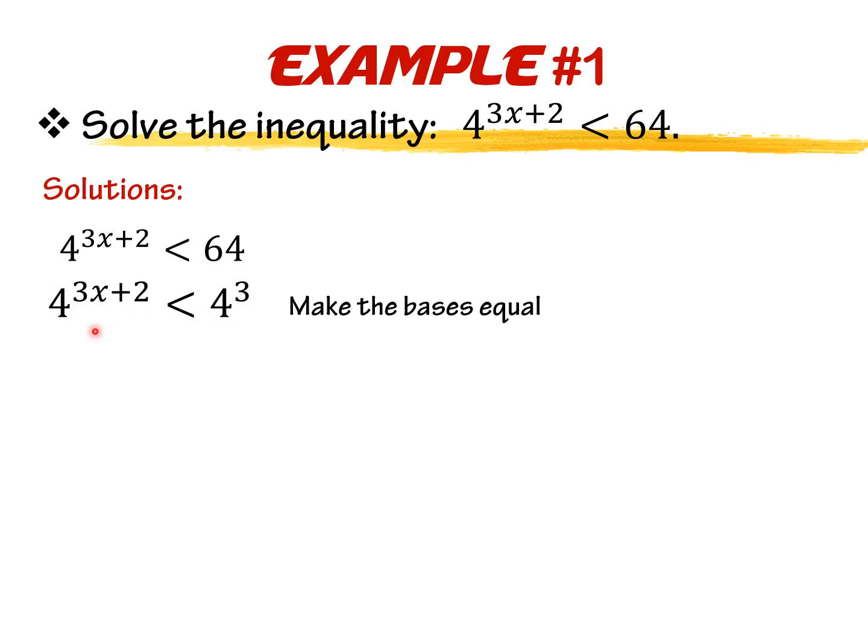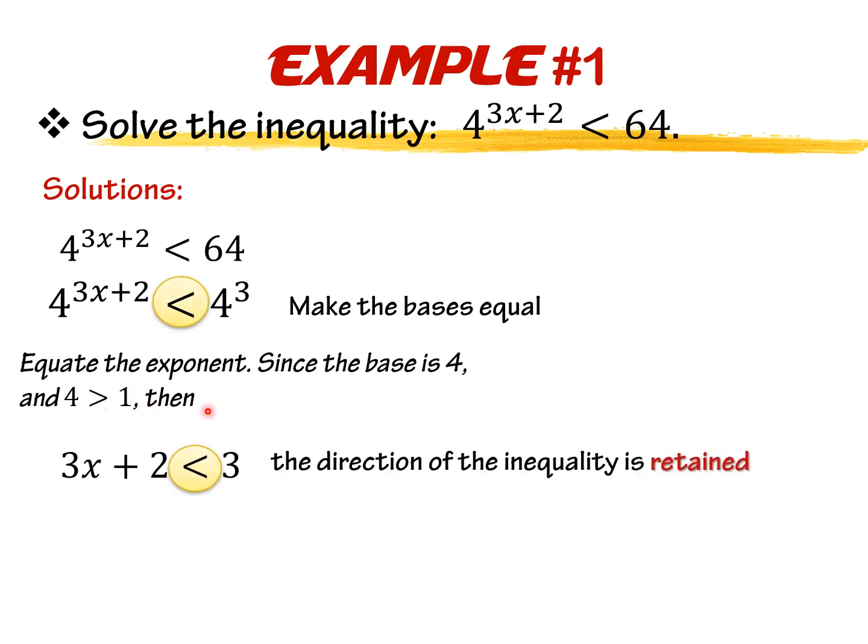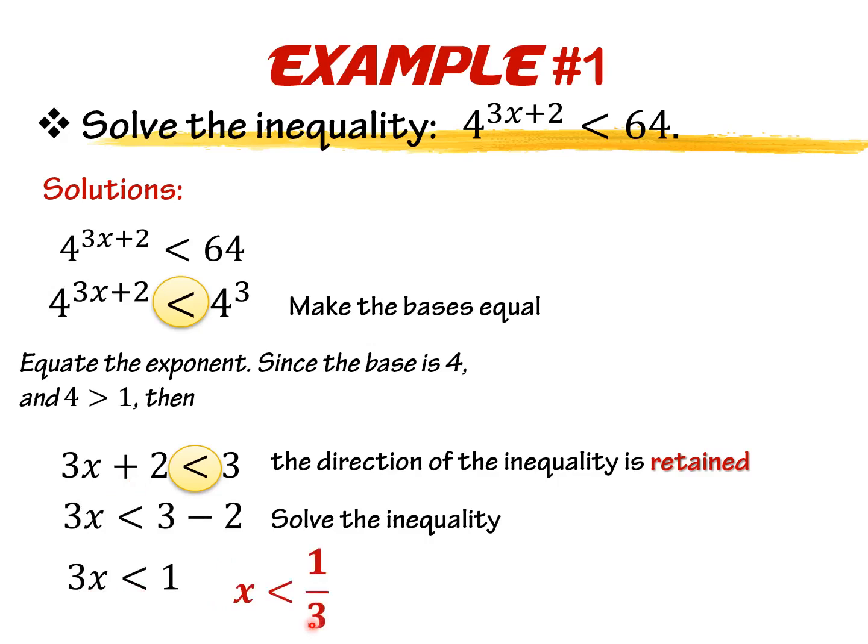Now, you have equal bases, which is 4. We can now have the inequality, but we have to consider the base. Since the base is 4 and 4 is greater than 1, therefore the direction of the inequality is retained. Less than pa din siya. And then solving for this one, we can transpose this or subtract, applying the subtraction property of equalities. We can have 3x is less than 3 minus 2, and that will give you 3x less than 1. Dividing both sides by 3, that will give you x is less than 1/3.